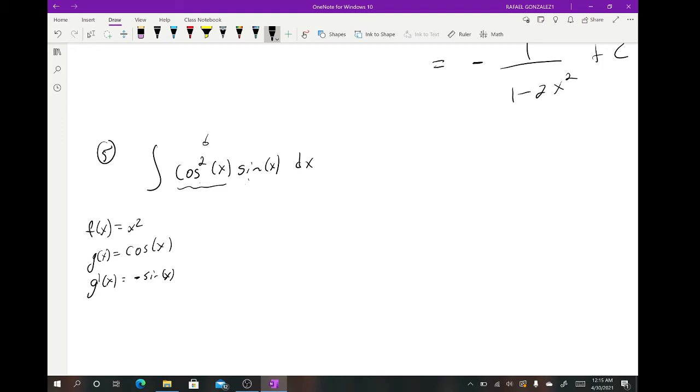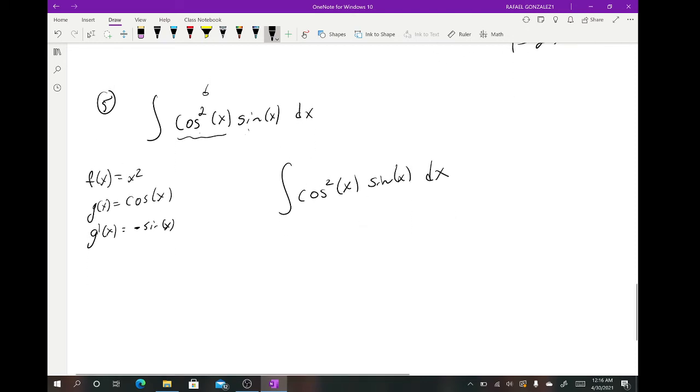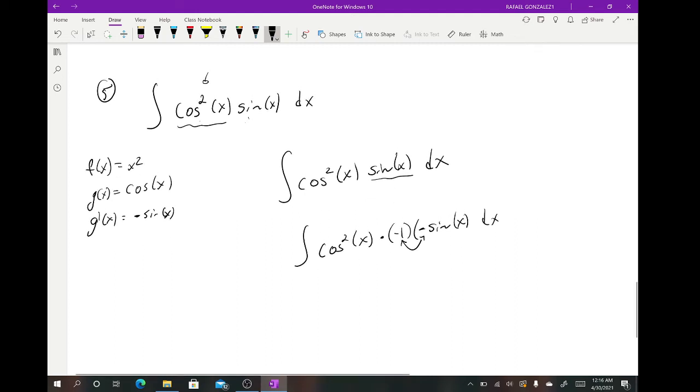So we could actually introduce a negative sign in here. How do we do that? Well, like this. I'll take our integral, and I'll say, okay, this is the same thing as cosine squared of x times -1 times negative sine of x dx. Notice that when you multiply -1 times negative sine, you're going to get plus sine again. So this definitely works, and this is using the constant multiple rule. I'm going to pull out the -1, so it's going to be negative the integral of cosine squared x times negative sine of x dx.